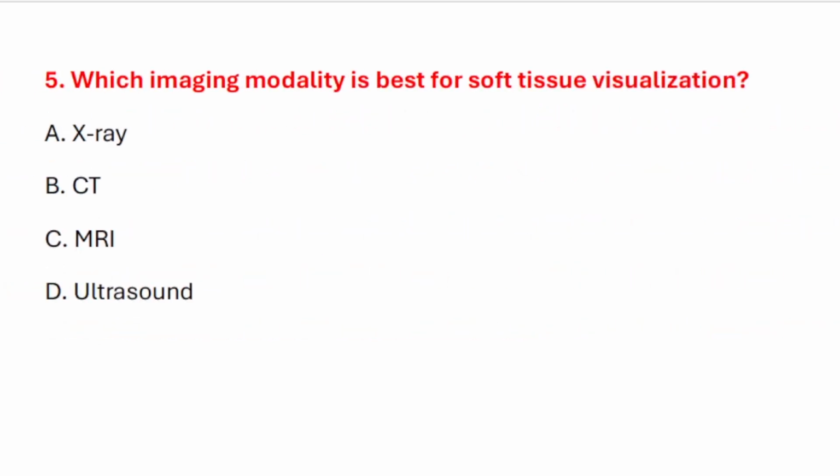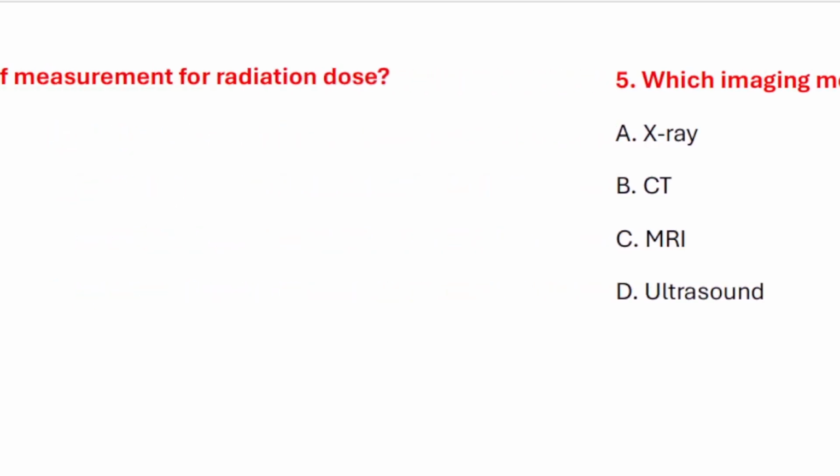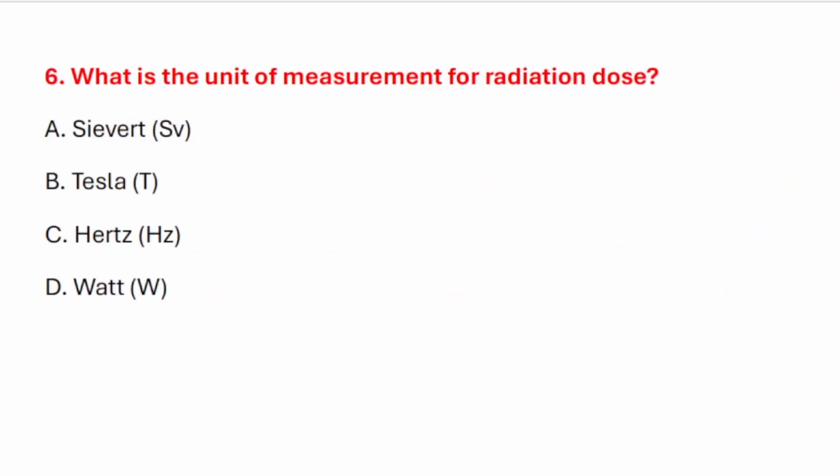Question number 5. Which imaging modality is best for soft tissue visualization? Correct answer is option C, MRI. Question number 6. What is the unit of measurement for radiation dose? Correct answer is option A, sievert, Sv.